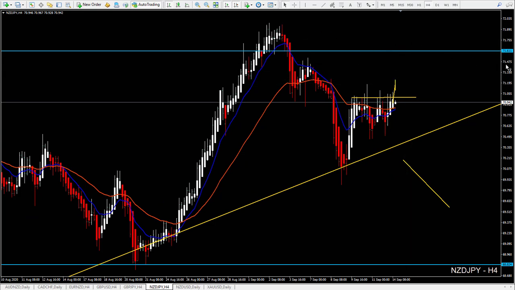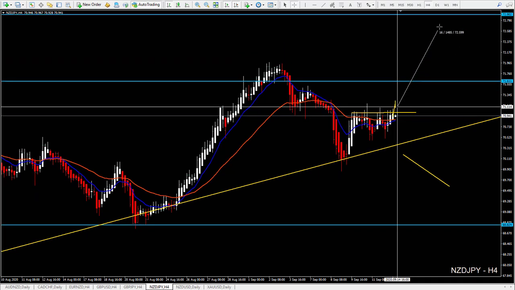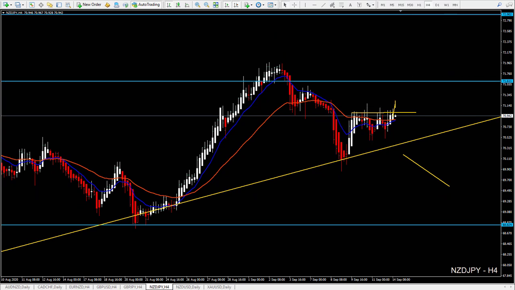Yes, if price breaks this, because this is also an option that price breaks this and will go, we might get a really nice trade. So this is using the yen, with short entries, of course, after a breakout of this trend line.